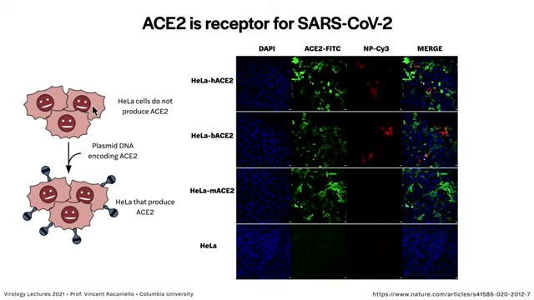So what they did is they got a plasmid encoding ACE2, and they took HeLa cells, which do not make it, and they introduced plasmid DNA encoding the ACE2 gene, which they had in the lab because they worked on SARS-1. And many people work on ACE2 anyway. So then you make HeLa cells that produce ACE2. So now you see ACE2 is on the surface. And you have to make sure that your cells are making it.